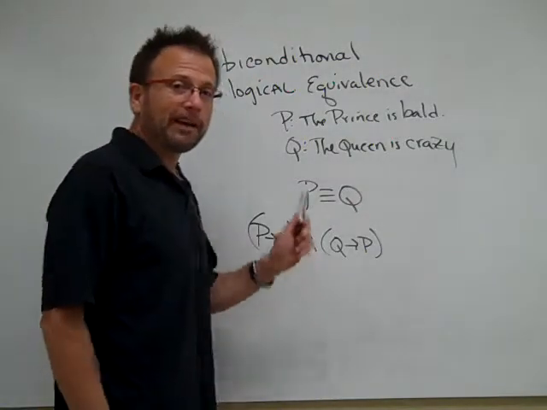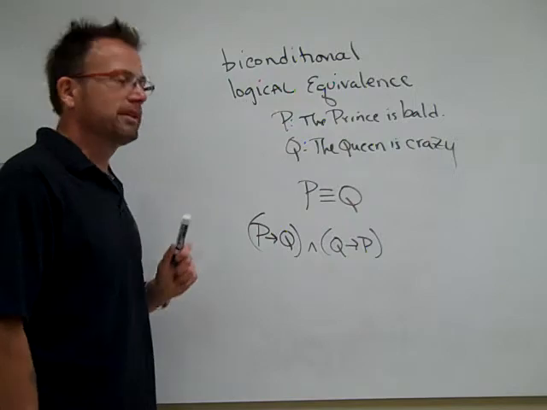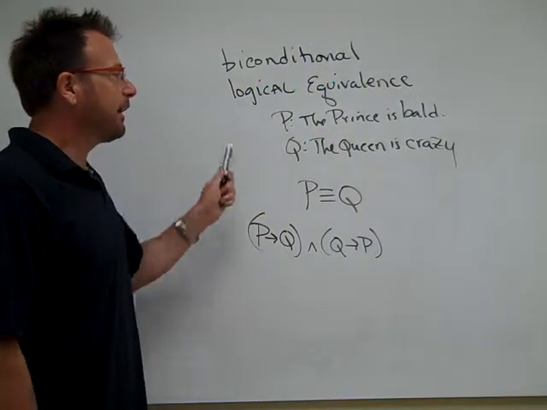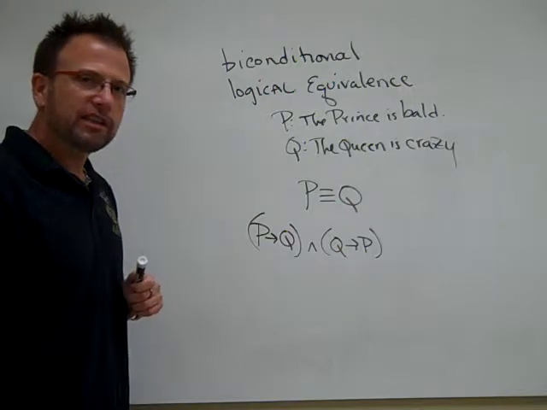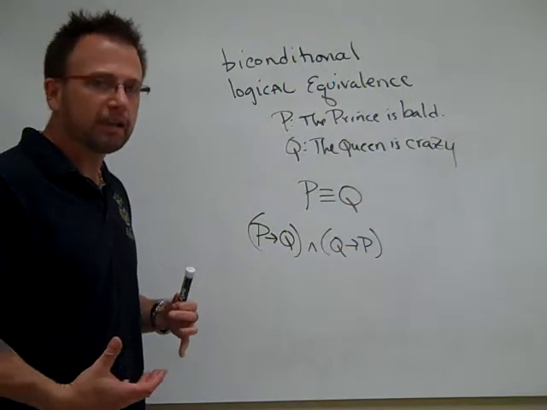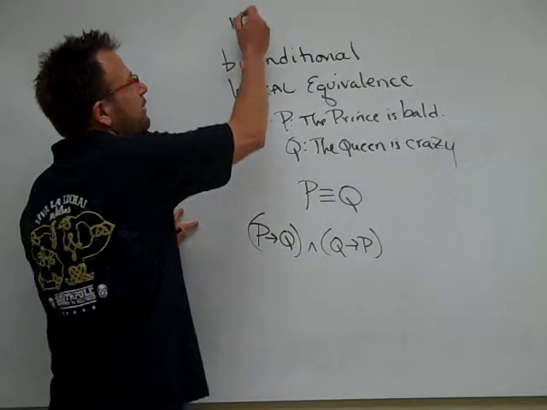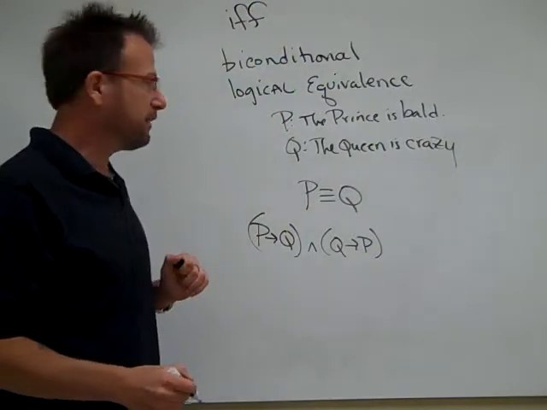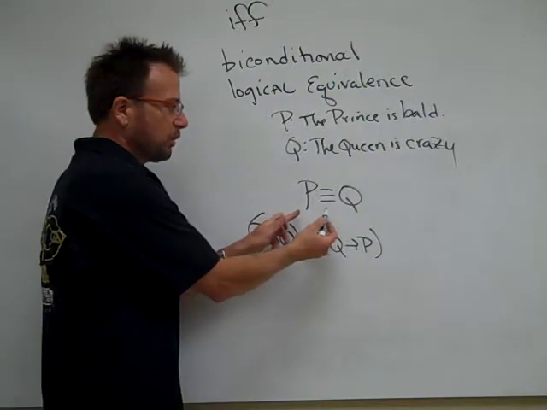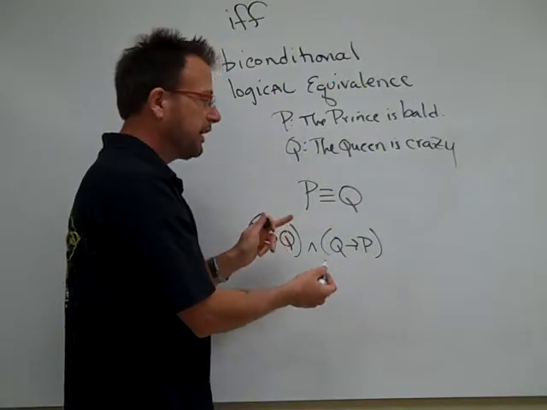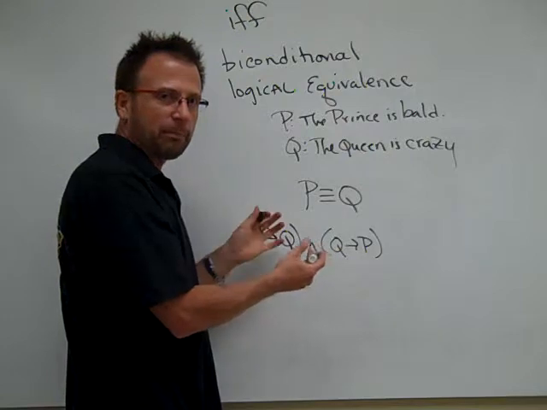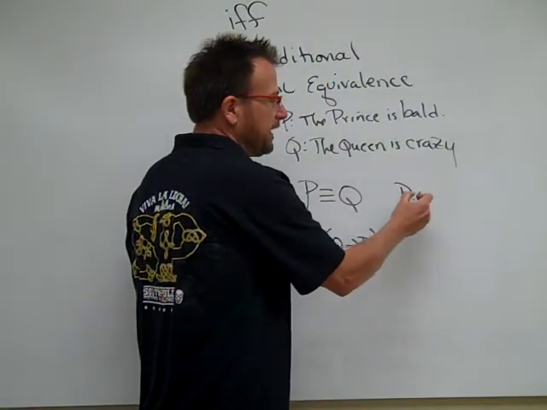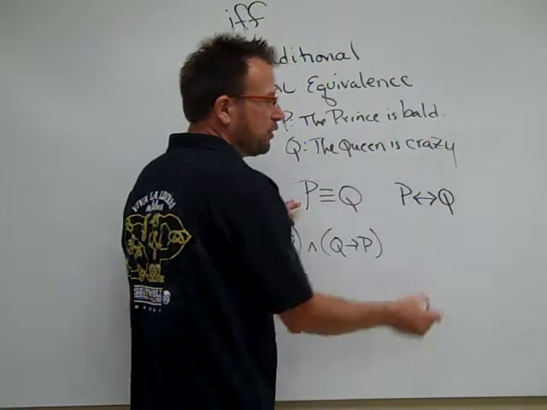Okay, let's talk about the biconditional or the logical equivalence. We have our two statements, the princess is bald and the queen is crazy. And a biconditional or logical equivalence is saying "if and only if," which is typically written IFF. This symbol, which is called the triple bar, is what we're using to symbolize the P if and only if Q statement. Sometimes you'll see it written P if and only if Q.